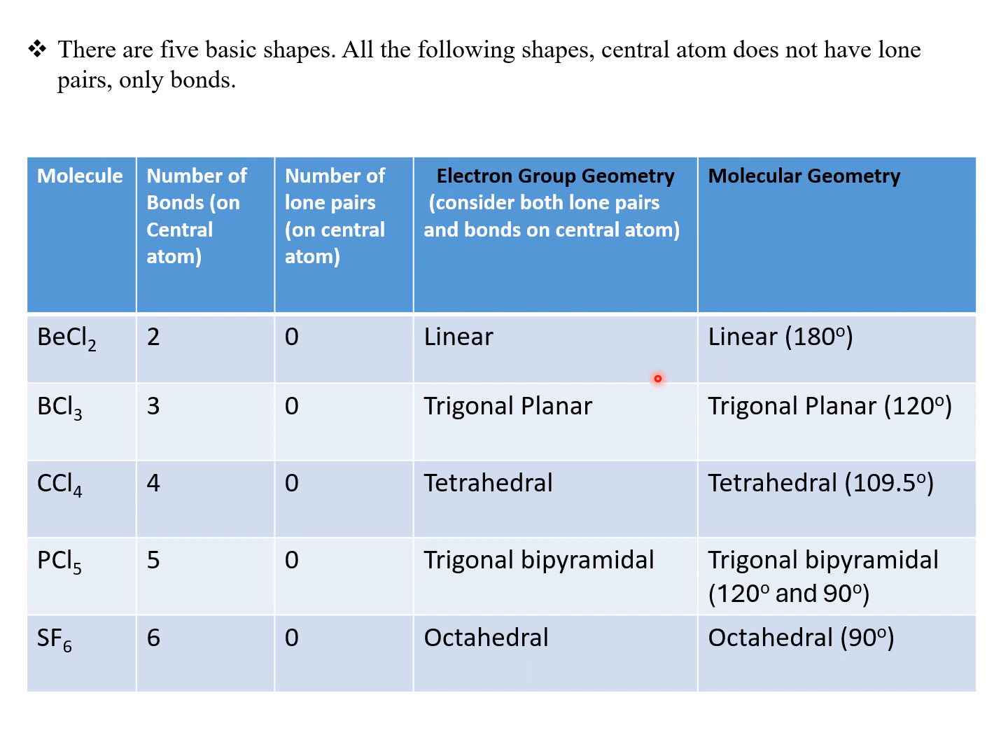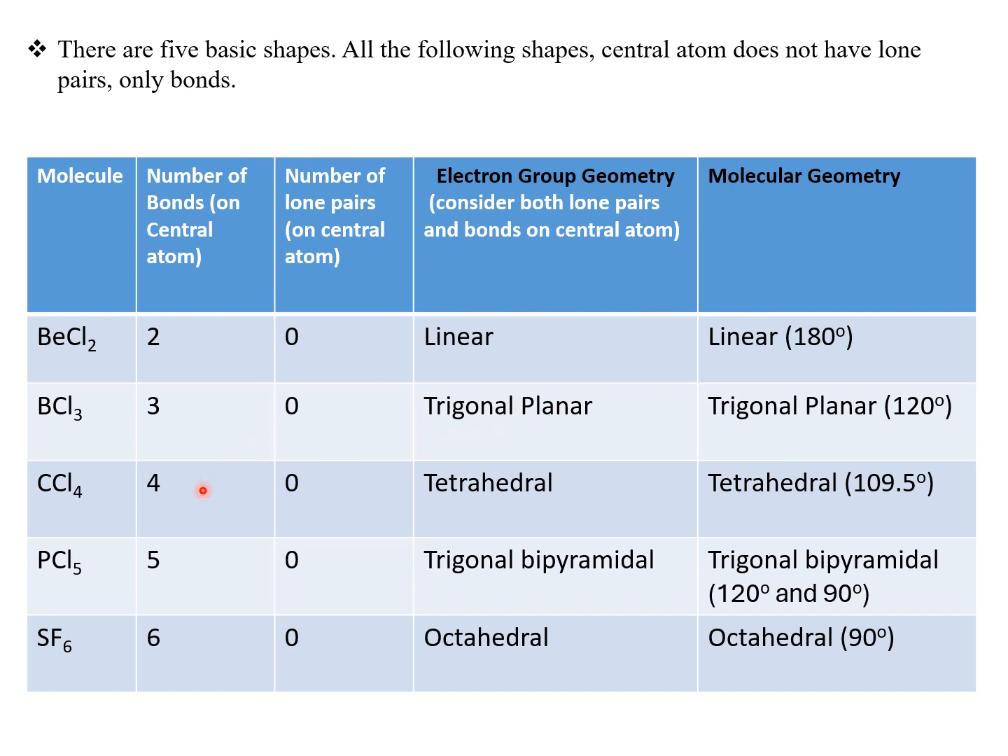The next basic shape, BCl3. In BCl3, three groups are attached to the central atom. There are three terminal atoms, chlorines, and the number of lone pairs on the central atom is 0. So we call this shape trigonal planar, both in electron group and molecular geometry. The bond angle for trigonal planar is 120 degrees.